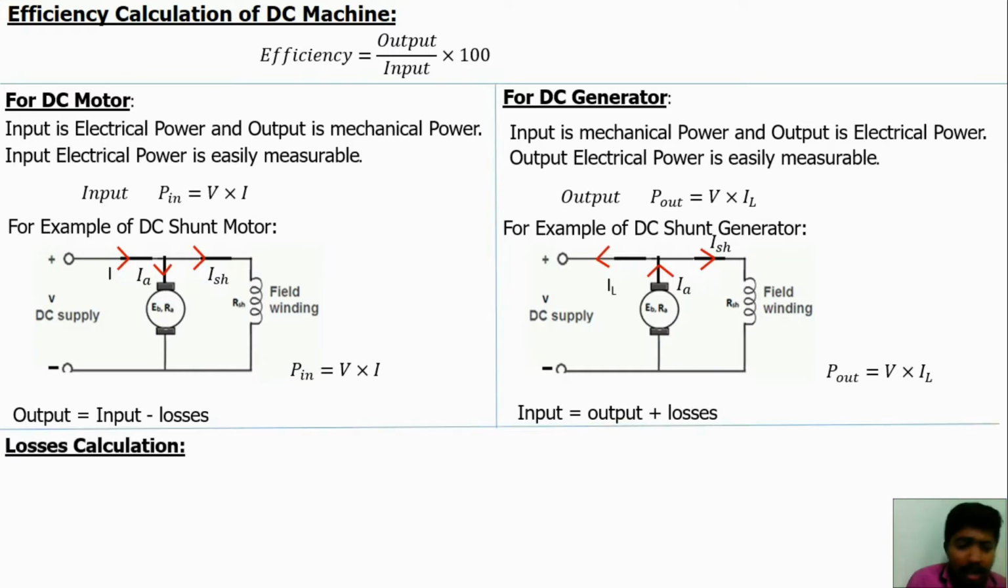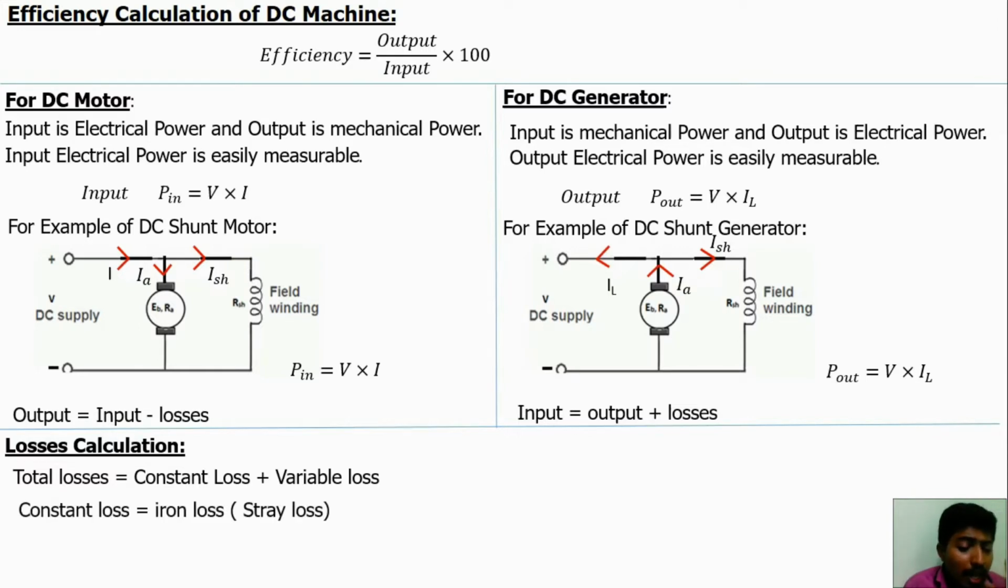Commonly, for loss calculations in the DC machine, there are two types of losses. The total losses is equal to constant loss plus variable loss. The constant loss is a fixed loss, it will not vary, but the variable loss will vary with respect to load. Another name for the constant loss is iron loss or stray loss. We can represent this loss as P_IR, iron loss.